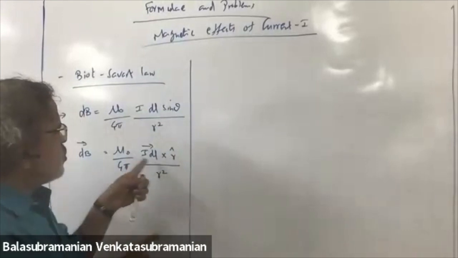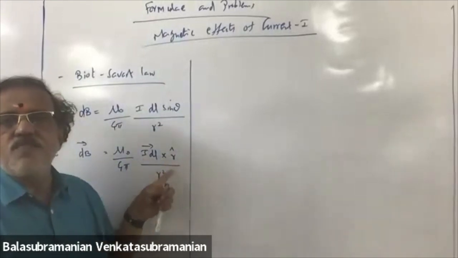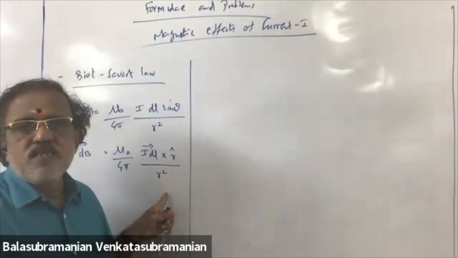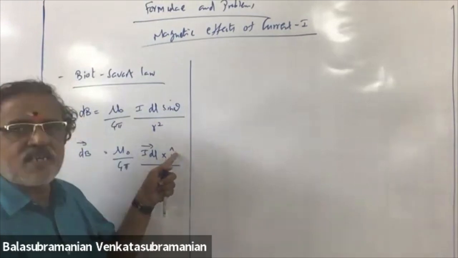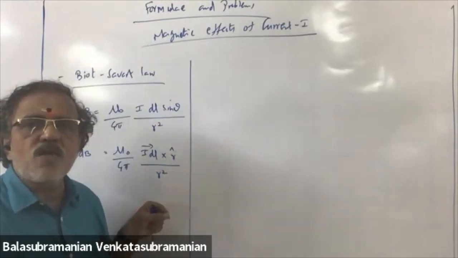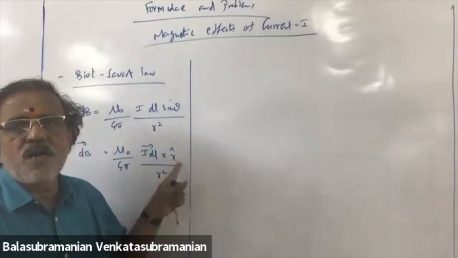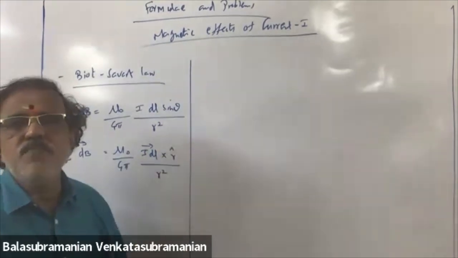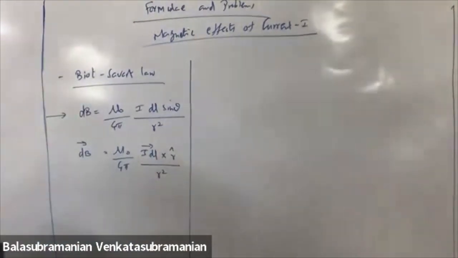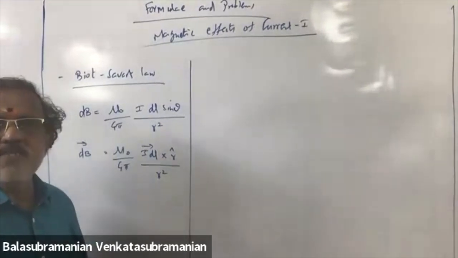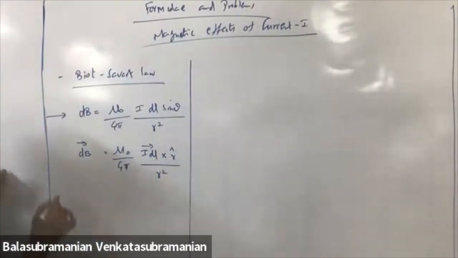If you expand this, you will get I dl sin theta by r square. Suppose if you write here r vector, you have to put r cube so that r and r cancel, and the denominator will become r square. We have two applications in Biot-Savart law.